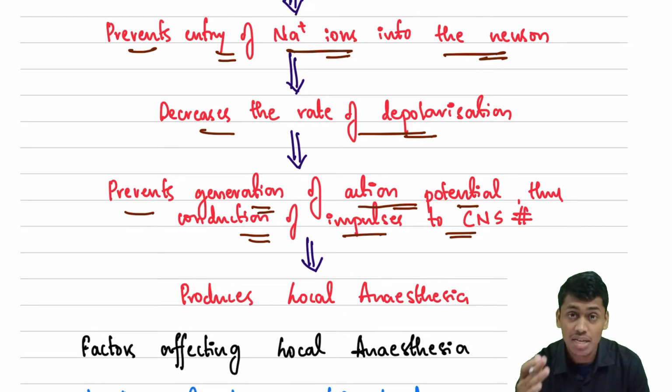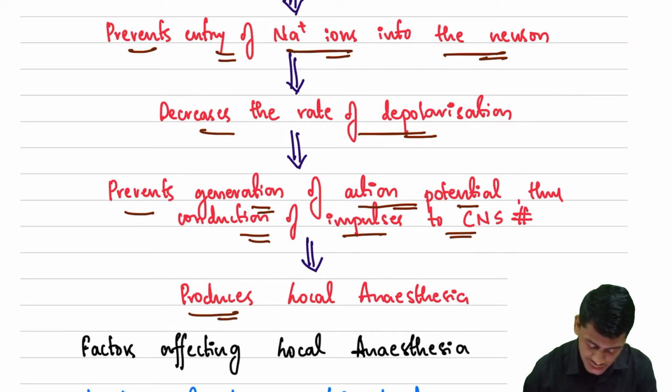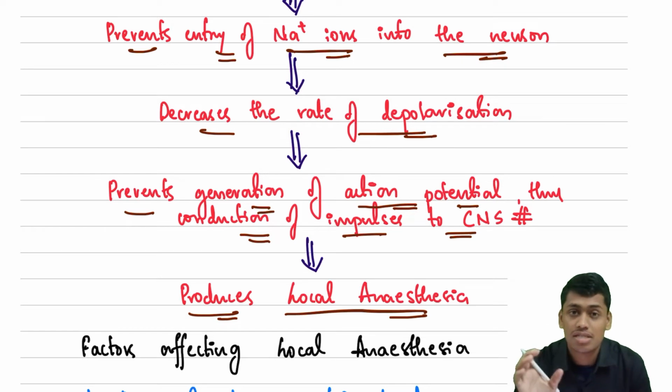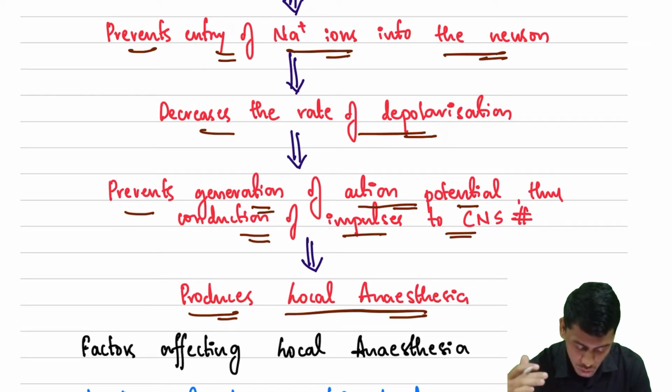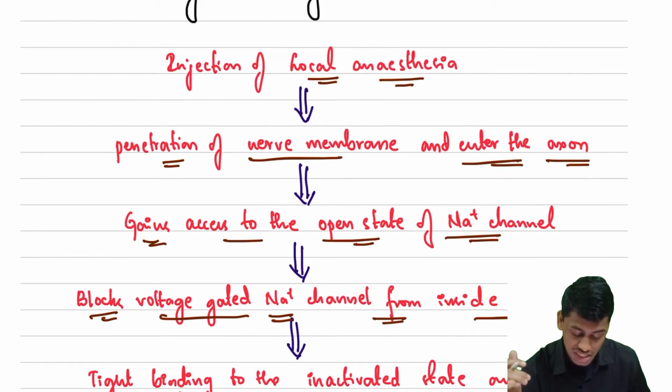Thus, finally, the conduction of impulses to the CNS is completely blocked, thus producing local anesthesia in the given segment where we give it. So it produces local anesthesia. So we are revising the mechanism of action of local anesthesia once more.